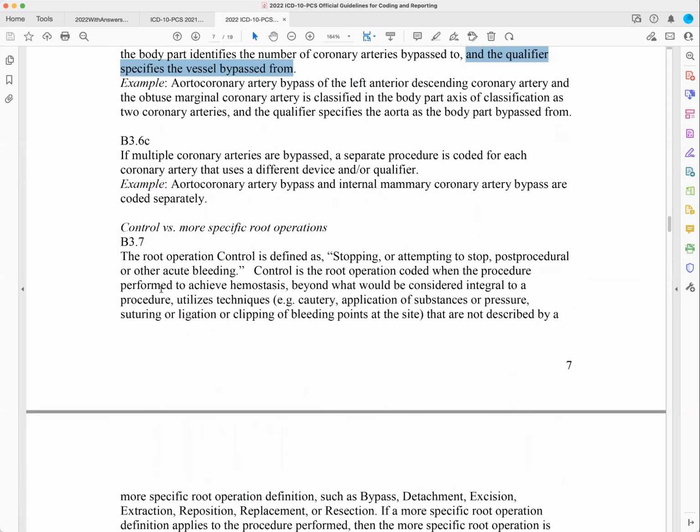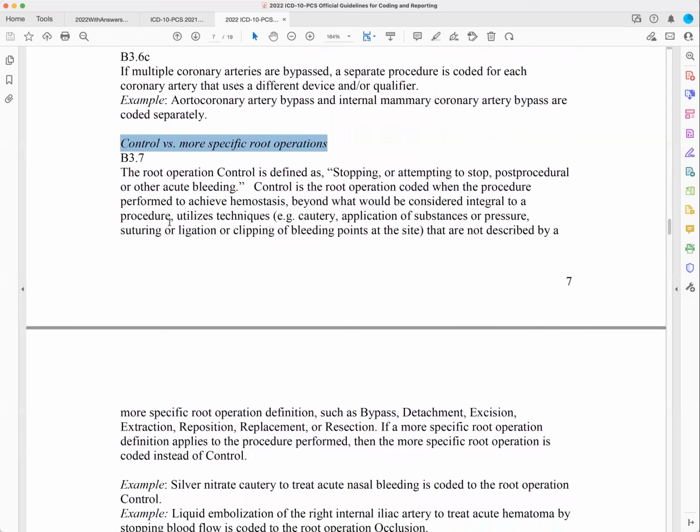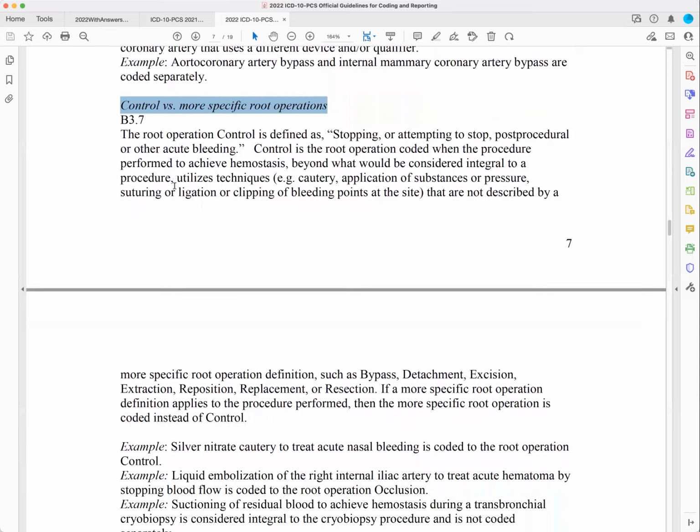I'm going to scroll a little bit more. So controlled versus more specific root operations. This has to do with stopping post-procedural or other acute bleeding. Control is only coded when the procedure that achieves the control is not described by a more specific root operation. So if they do something more specific in order to control the bleeding, like they do an excision, they do an extraction, something like that, you're going to code that more definitive procedure instead of control.